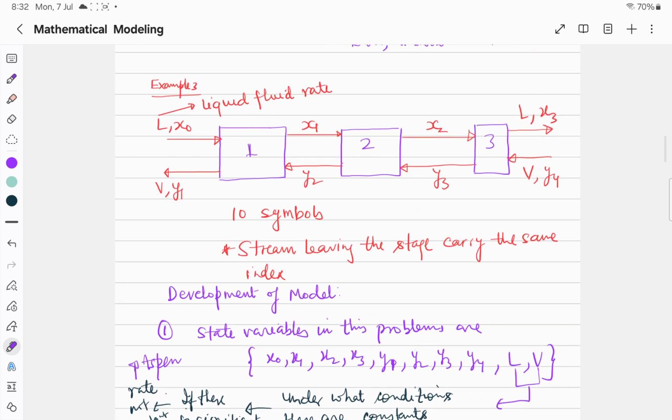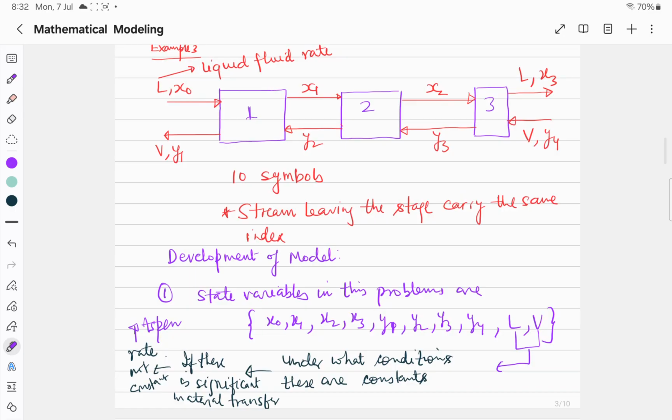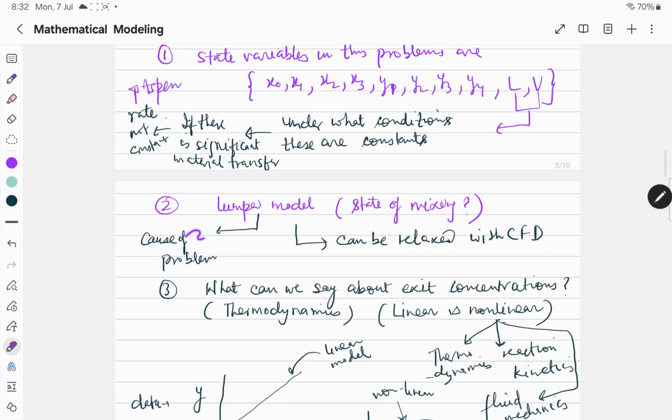Now the second question: is it lumped or distributed? We can consider it lumped at every stage. Lumped or distributed means the state of mixing. Suppose this is well mixed, then we can take a lumped model, or you can see later on that you can relax this lumped assumption by the use of CFD, computational fluid dynamics. So this lumped model could be a cause of problem.